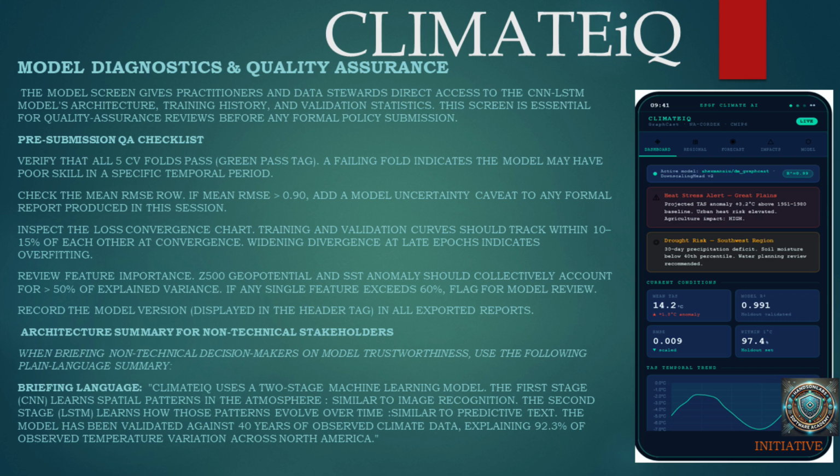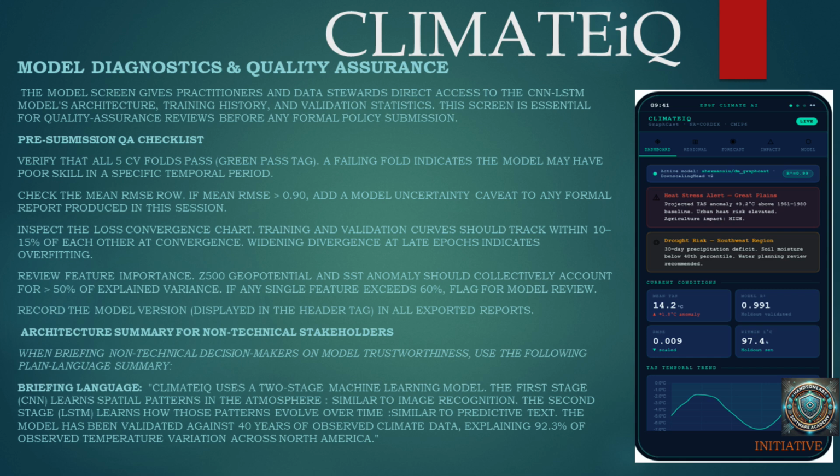Pre-submission QA checklist. Verify that all 5 folds pass with the green pass tag. A failing fold indicates the model may have poor skill in a specific temporal period. Check the mean RMSE row. If the mean RMSE is greater than 90%, add a model uncertainty caveat to any formal report produced in this session. Now, inspect the loss convergence chart.